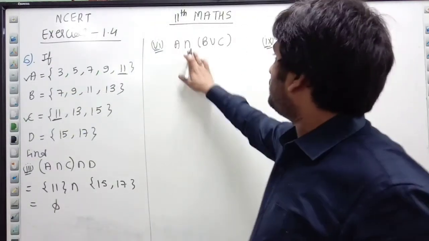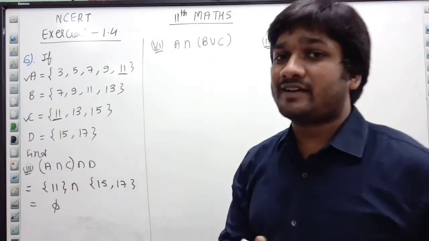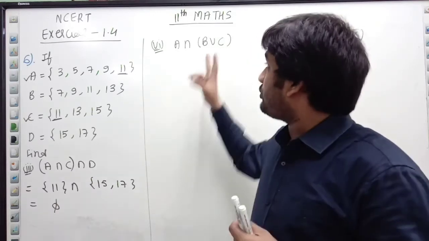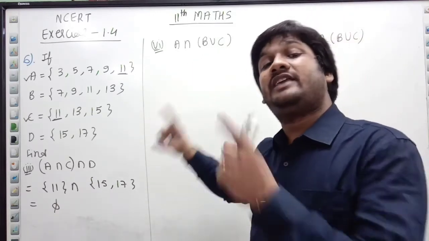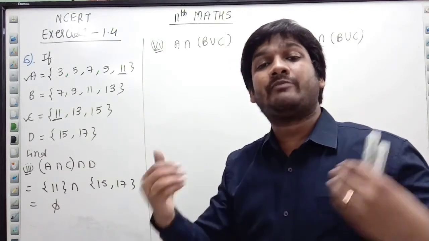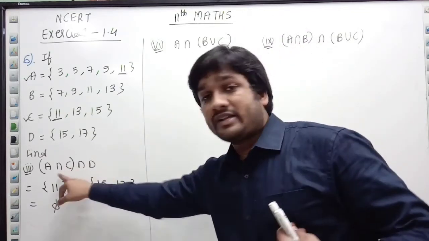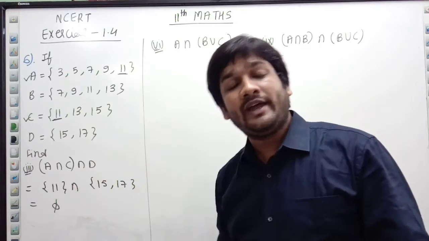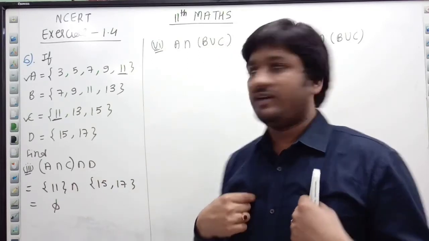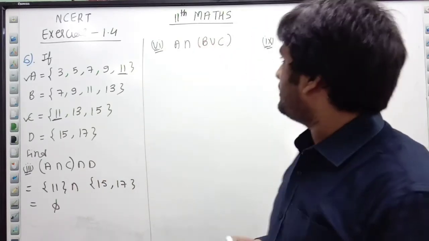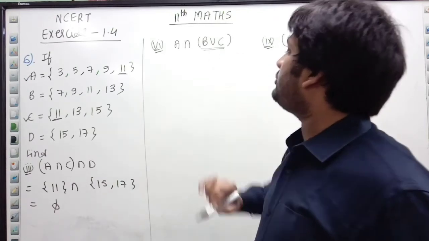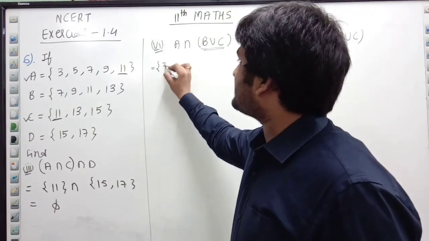Here union and intersection both signs are there. Now when both signs are there, they have written the brackets. We cannot apply brackets by ourselves. When both are intersection or both are union, then we can apply brackets by ourselves. Otherwise they will give brackets. So now we'll first solve B union C and we'll write A as it is.